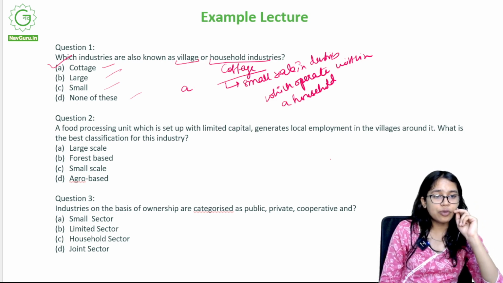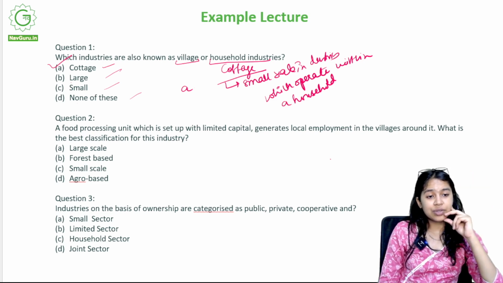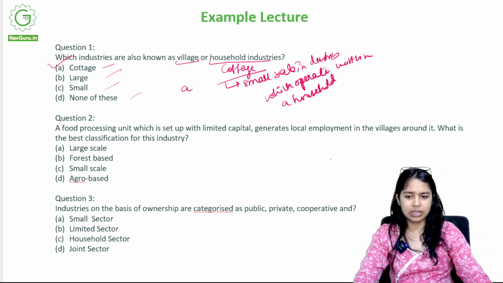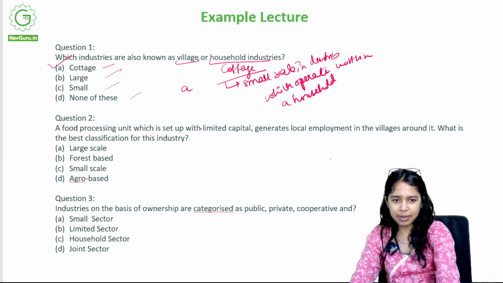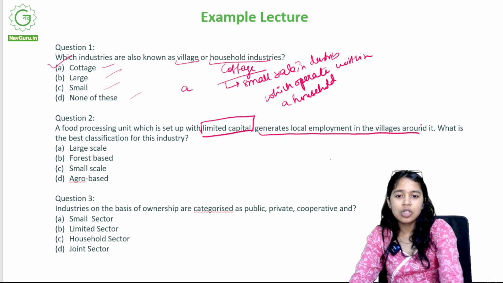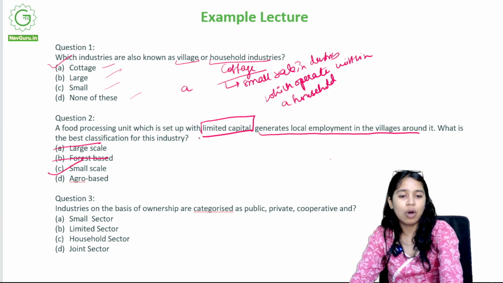A food processing unit which is set up with a limited capital generates local employment in the villages around it. Which is the best classification for this industry? So we have to keep in mind two things. One is that there is limited capital, and that it generates local employment in the villages around it. So what is the best classification for this industry? It's not large scale, not forest based. The right answer is C, small scale industry.